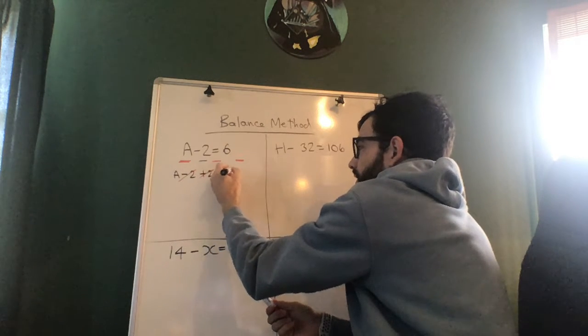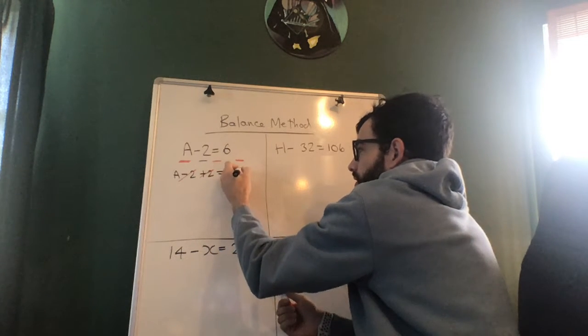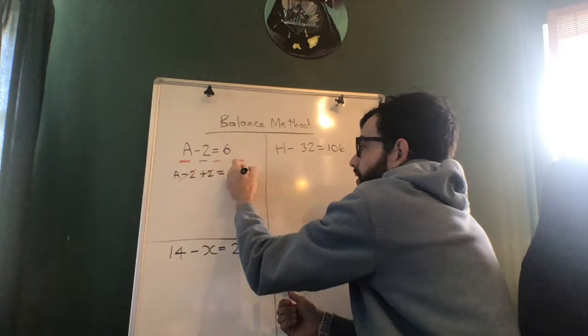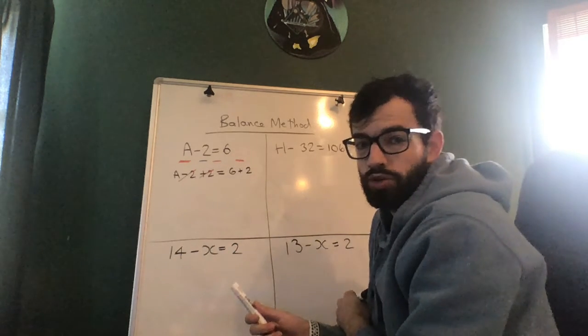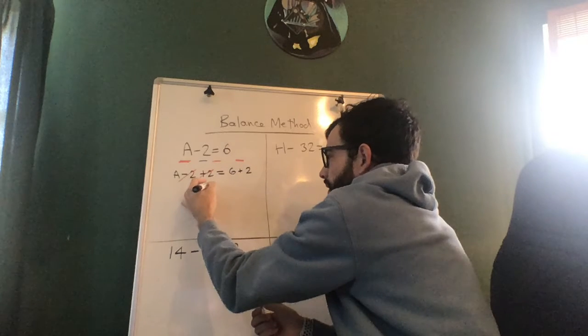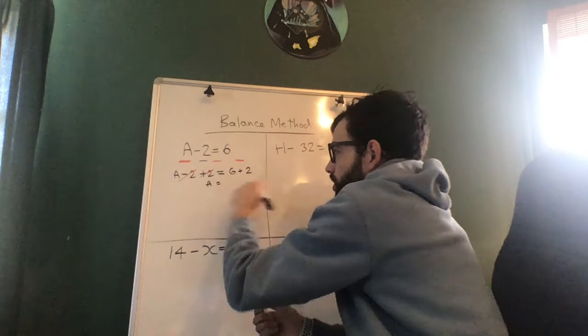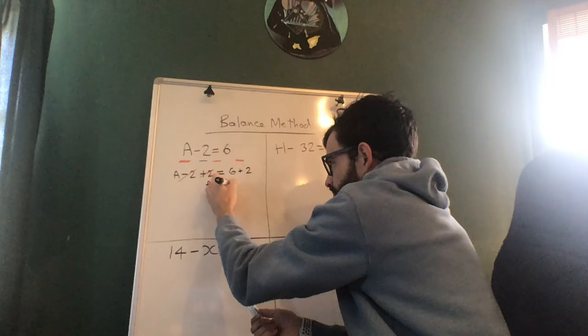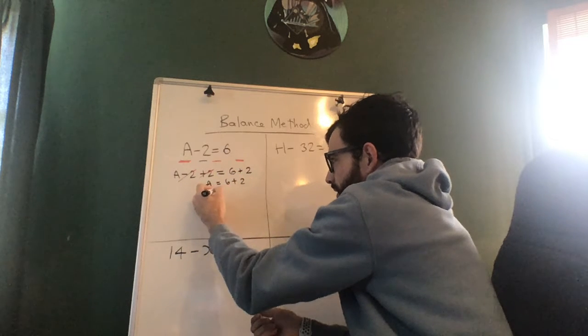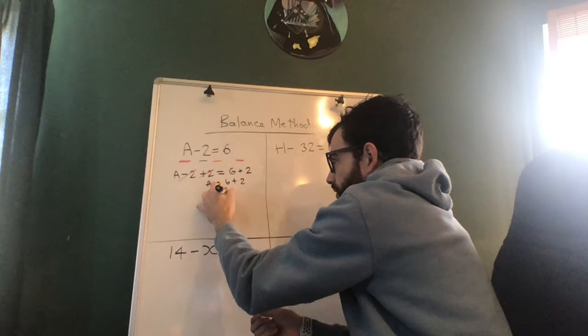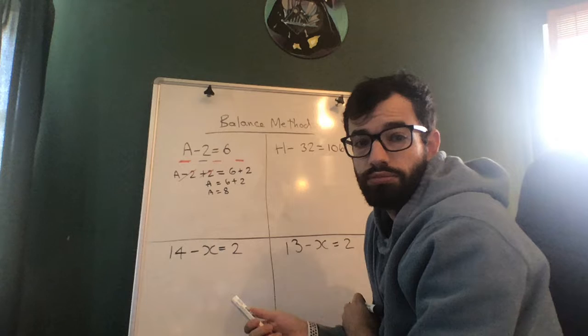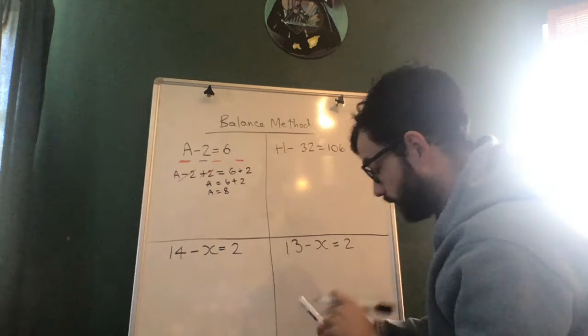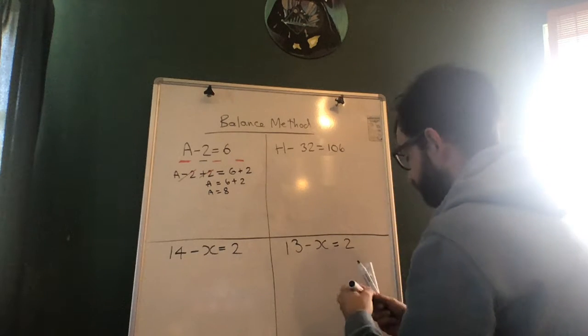Okay, but what we do to one side of the equation, we also have to do the other in order to keep it balanced. So we plus 2. Okay, so we're left with a equals 6 plus 2, and 6 plus 2 equals 8. So we're left with a equals 8. Okay, so that is pretty straightforward. So let's jump over to the next problem.